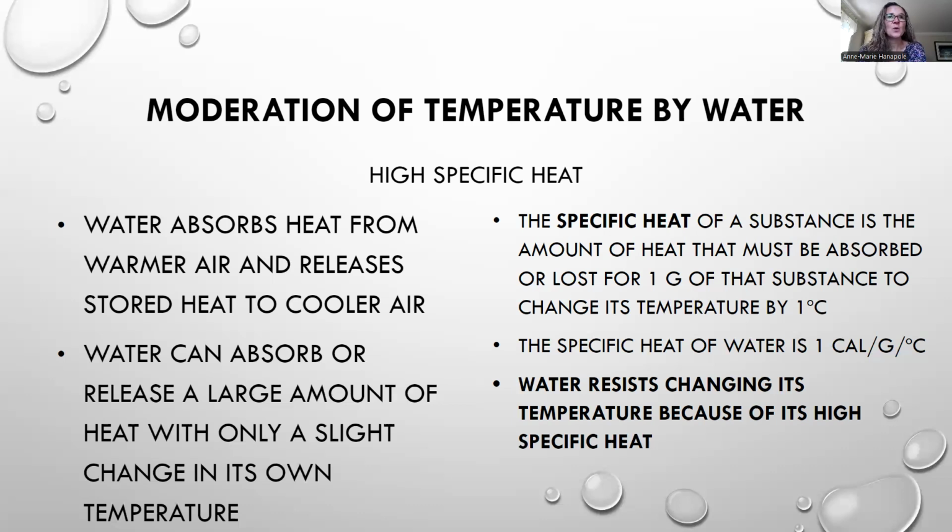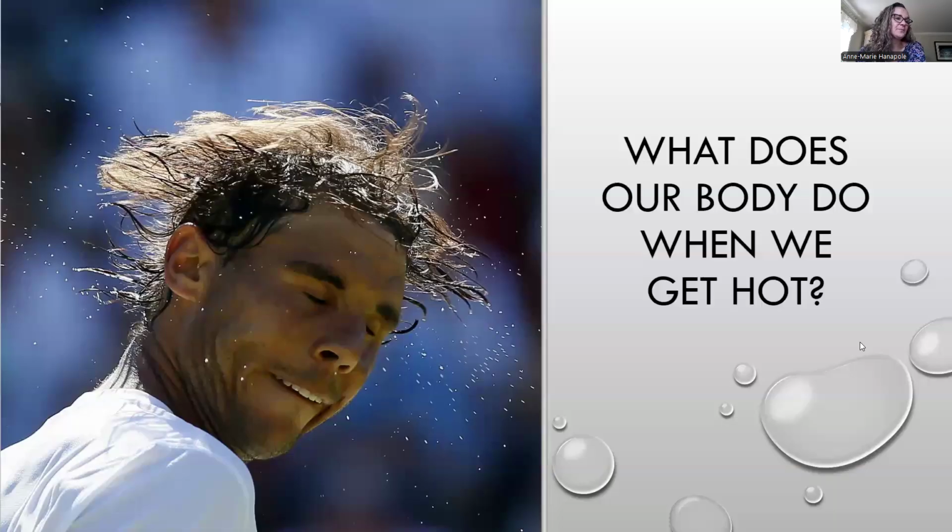And that allows aquatic ecosystems, oceans, lakes, streams, rivers, to maintain a relatively stable temperature. It doesn't change the temperature very much, which allows aquatic organisms to survive in the water because it is relatively stable. And we're also doing that for our body temperature. It helps us to regulate our body temperatures because it takes a lot of energy to change the temperature of the water in our bodies.